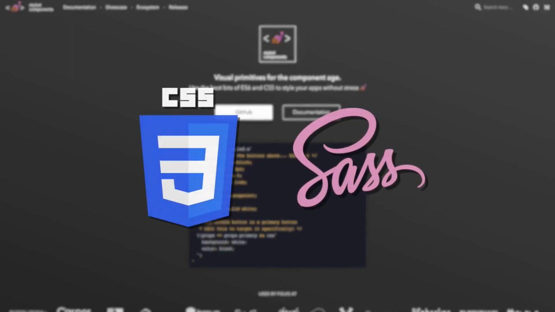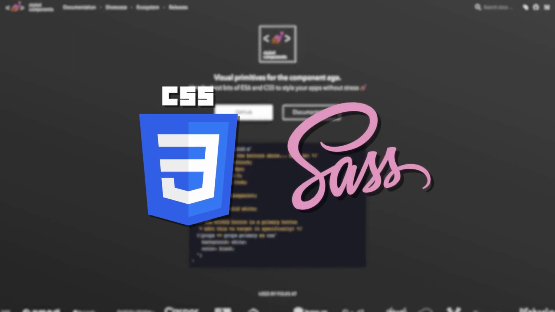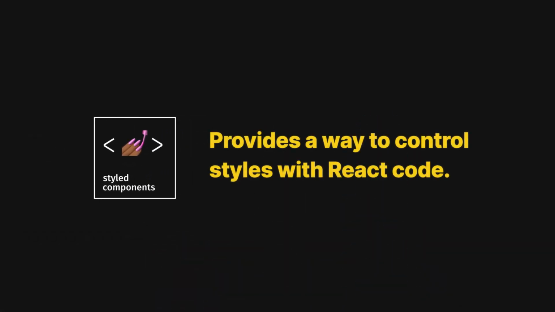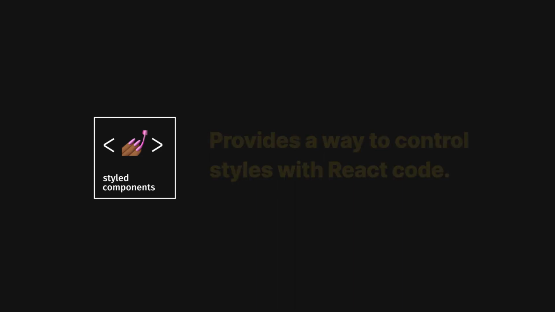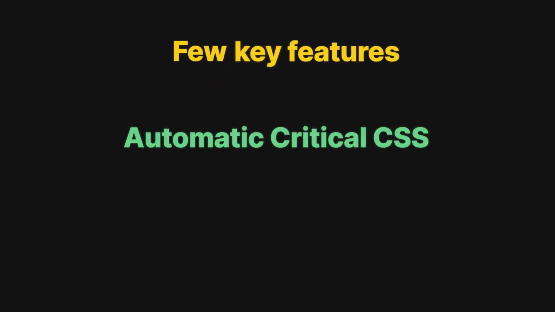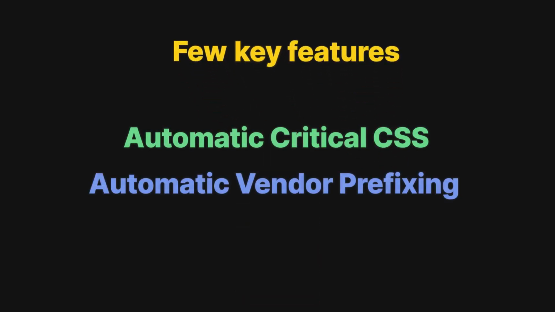We could certainly use plain CSS or SASS to write styles, but the advantage of styled components is that it meshes well with React and provides a way for us to control styles with our React code if we need to. It also conveniently provides a few key features out of the box for free, such as automatic critical CSS and automatic vendor prefixing.